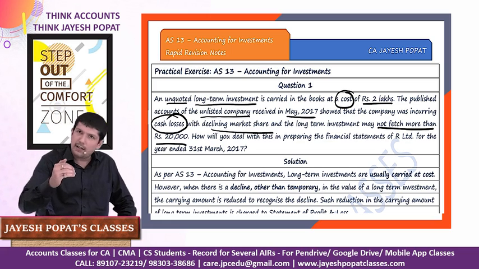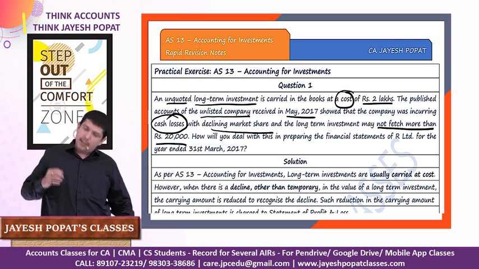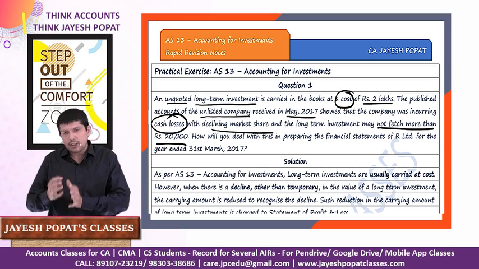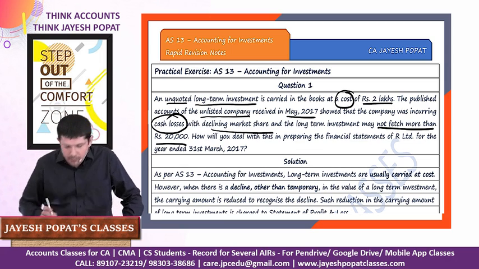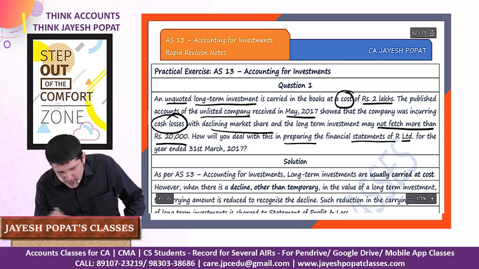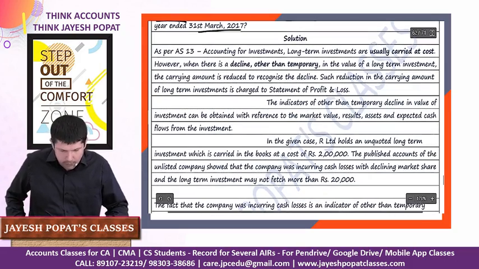We bought it for 2 lakh, our cost is 2 lakh. But currently if we go and sell this investment, it may not sell for more than 20,000. So there is an impairment or a probable loss to the extent of 1,80,000. How will you deal with this in preparation of financial statement of R Limited for the year ended 2017? So we'll have to provide for this loss.